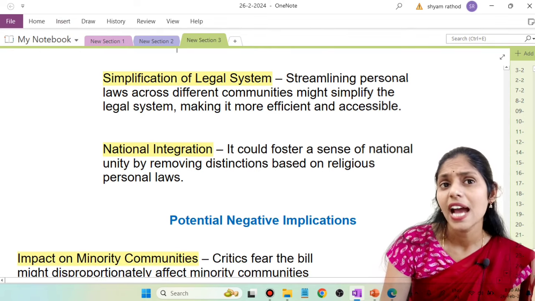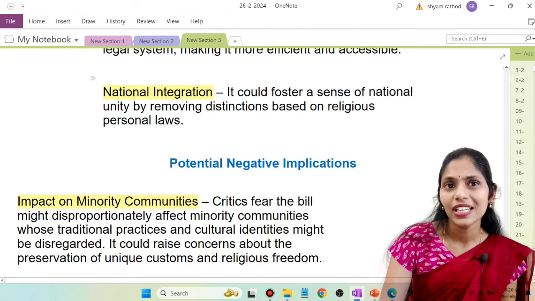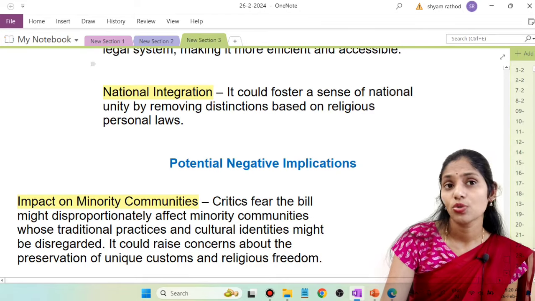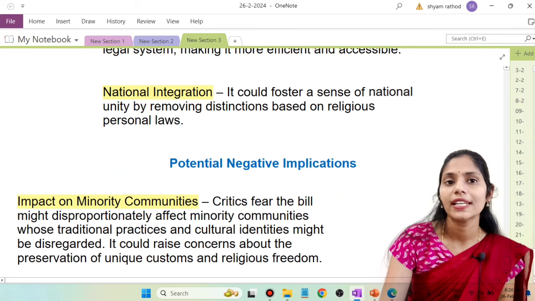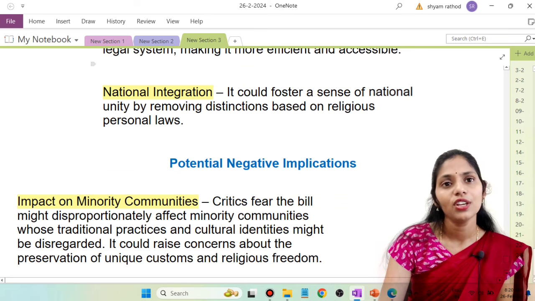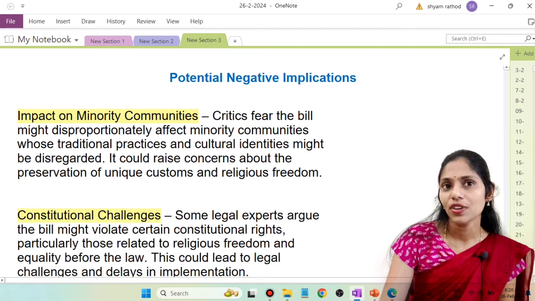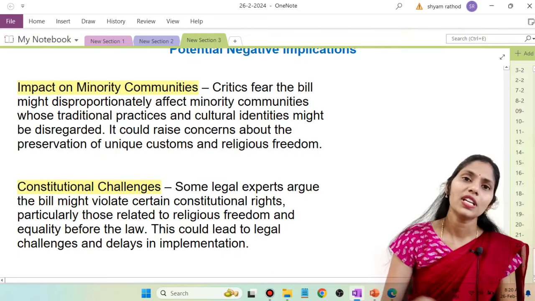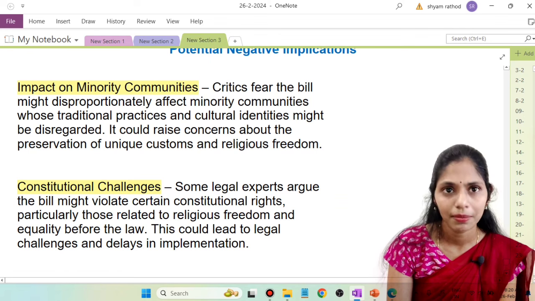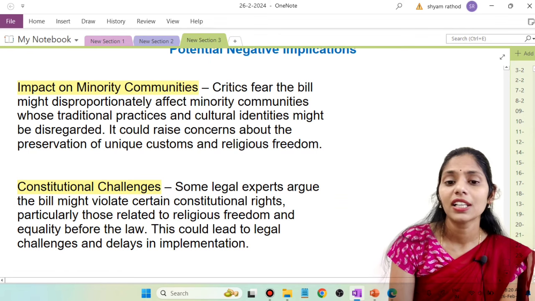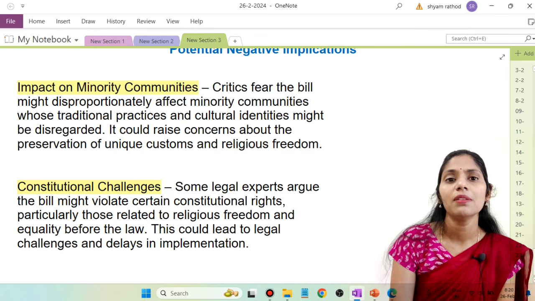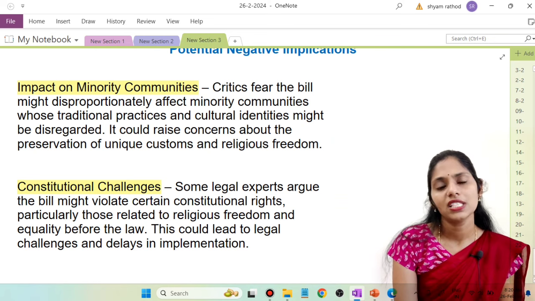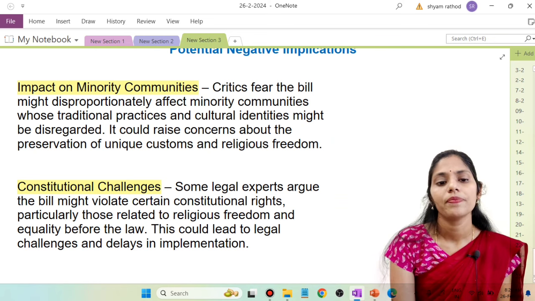And next one here is national integration. It could also lead to a sense of national unity by removing distinctions based on religious personal laws. We are having a uniform law, right? And next, what are the negative impacts of this UCC? First, there will be an impact on minority communities. There is a fear that this bill might disproportionately affect minority communities, and even STs were excluded.